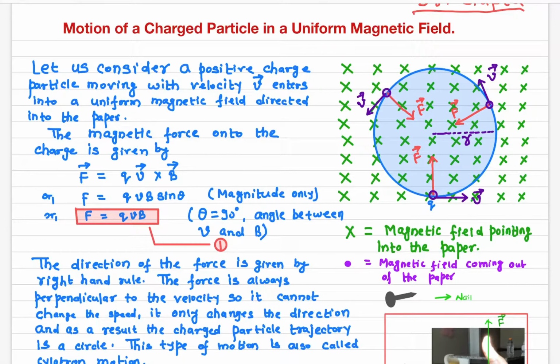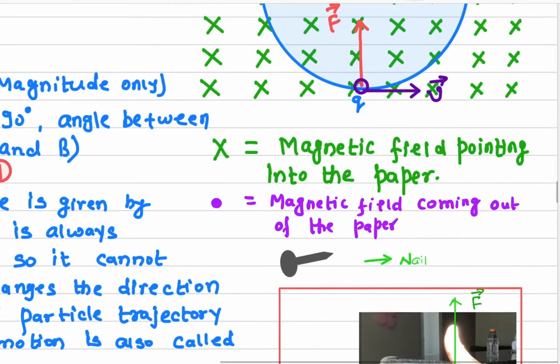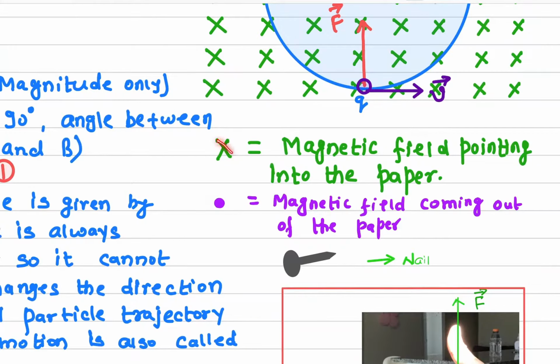So let us consider we have a region of the magnetic field. Here this cross represents the magnetic field. When I say cross, that means the magnetic field is going into the paper. If I represent it by a dot, that means the magnetic field is coming out of the paper. So remember these two notations here. The cross means the magnetic field is going into the paper, and this dot means the magnetic field is coming out of the paper.